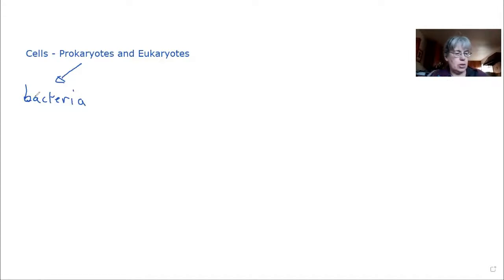They are very small and they're very simple, and there's a bit more to it than that.